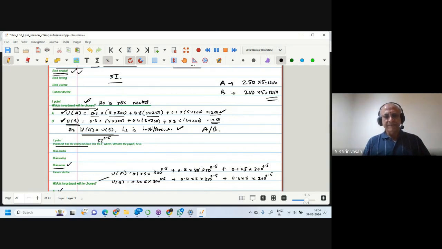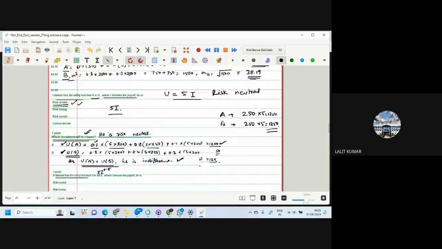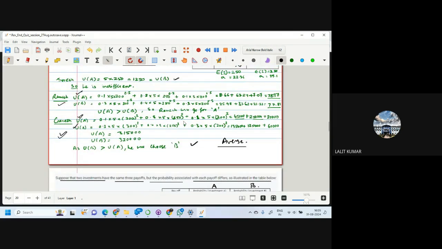Got it. Okay. So now we come to Ramesh. Ramesh's utility function is 5I^0.5. So again, we find the utility of A with that formula: 5 into 300, 5 into 250, 5 into 200. This is for the case of A. These are the probabilities. And the same thing you do for UB. I have done this calculation on the previous page, and I found it comes to 78.97 and 77.81. So the A value is greater than B, so Ramesh will go for A.